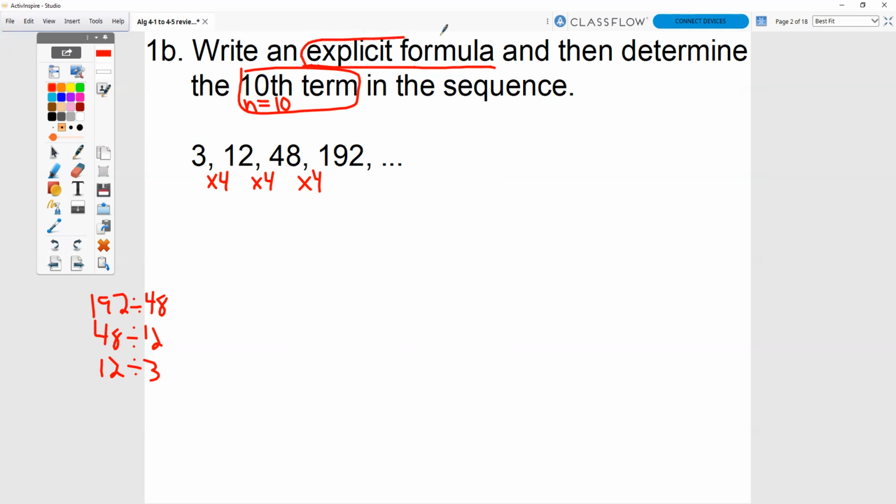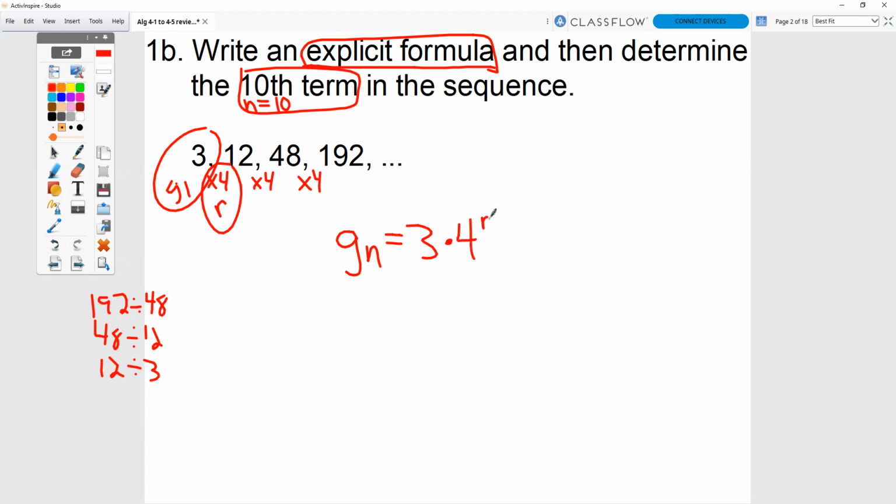For the explicit formula, g sub n, the term that you want, equals the first term. Your first term is 3 times your common ratio. Your common ratio is what we're multiplying by each time. So times 4 to the n minus 1 power. That's your explicit formula. You are going to have to write that on your test.